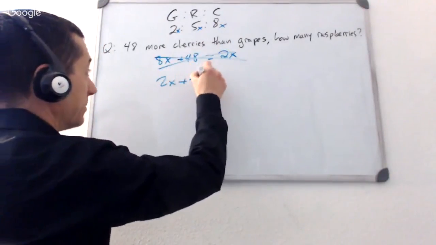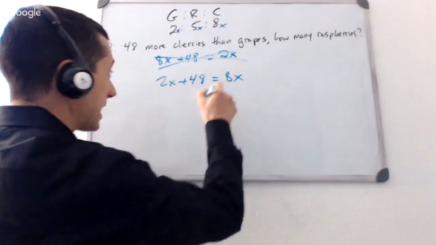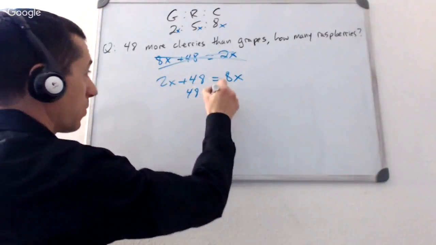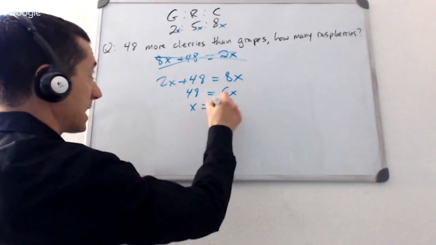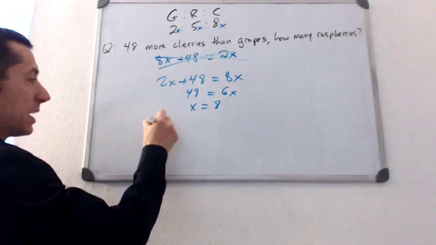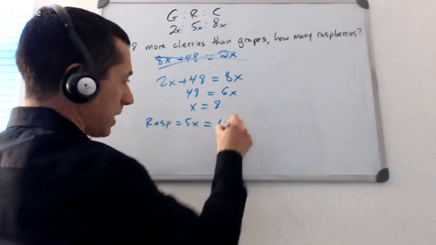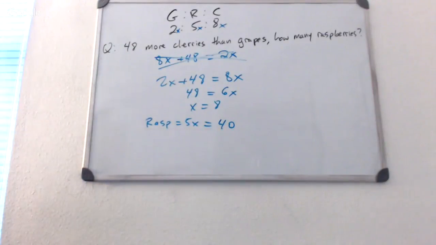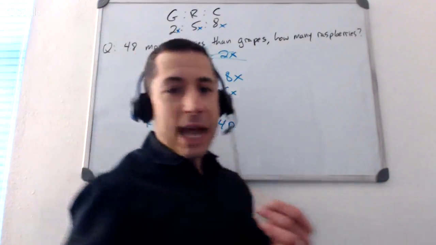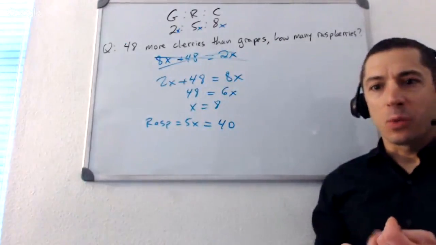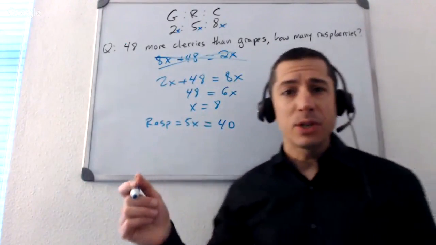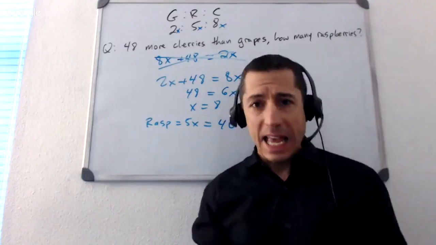2x plus 48 is going to give me 8x. Easy enough from there. 48 equals 6x, x equals 8. And what we want is the raspberries. That's equal to 5x. And that's just 40. Pretty much everybody in the live group got it right. But again, don't run away from the algebra if the algebra is going to be easy, number one. Number two, any opportunity you get to just say, hey, does this make sense?